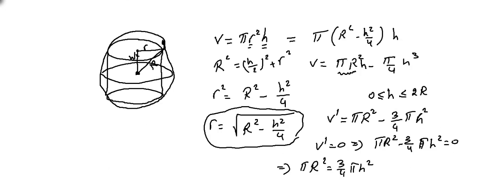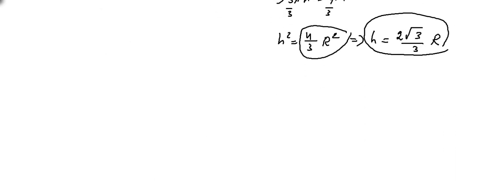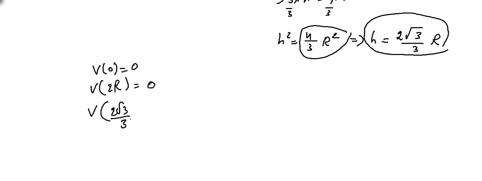Okay, let's do this. We have 0, a critical point, and an endpoint. We have 2R, and a point between them, which is 2 radical 3 over 3 R. Finding the volume at each one of them, V of 0 will be 0, you can substitute it. V of 2R will be equal to 0 also, you can substitute it and check that. V of 2 radical 3 over 3 R will be equal to, after substituting in the original volume and simplifying, this value.